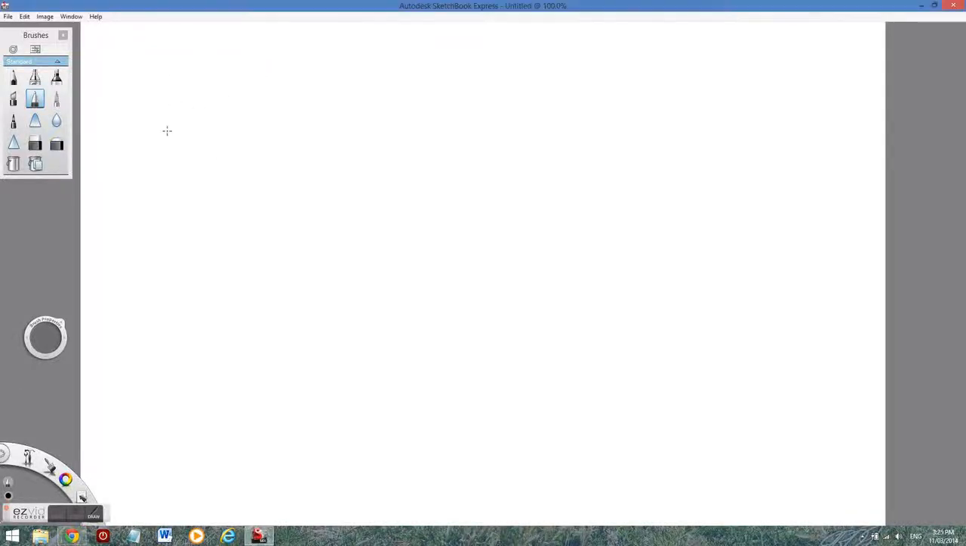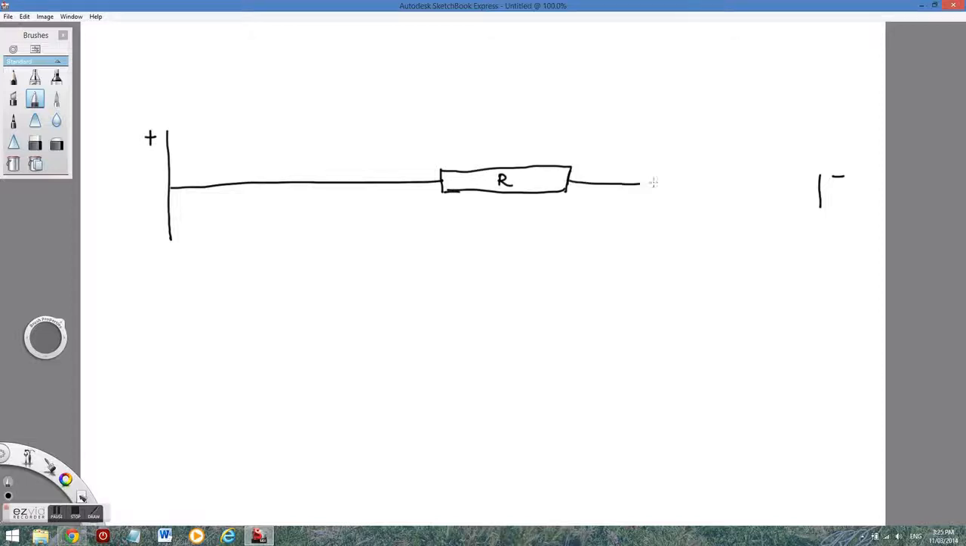Today I'm going to tell you how current flows. Now, the current will always flow from positive to negative. It looks like this. If I have a circuit with a resistance, it will flow from positive to negative.